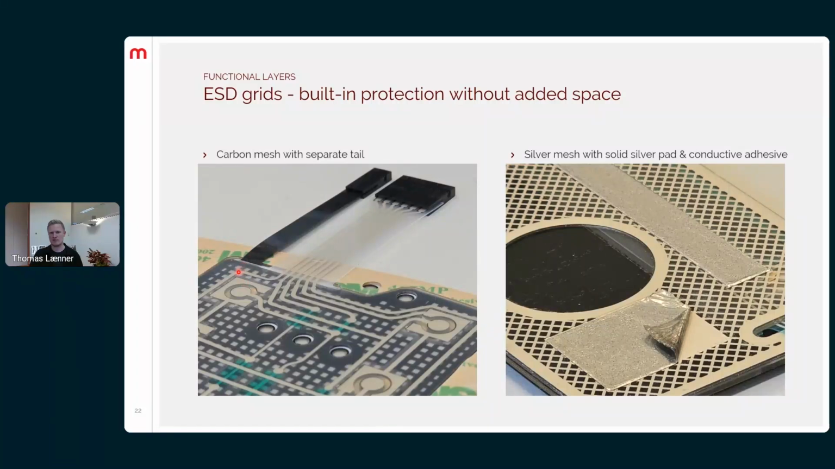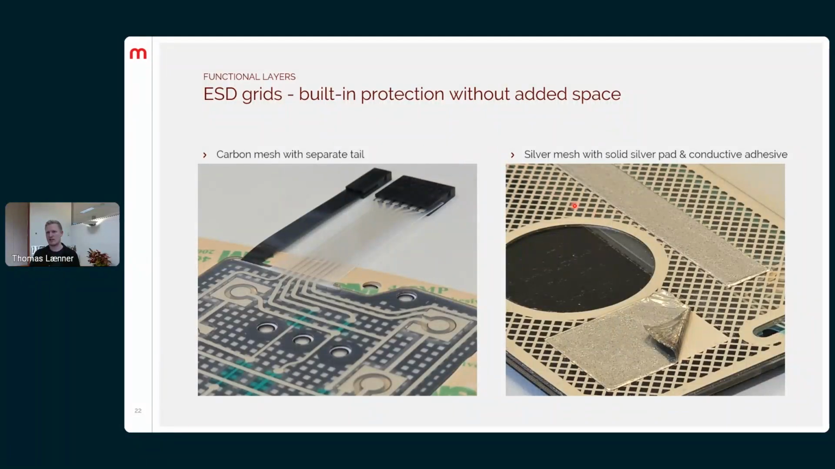And here the grid is actually grounded separately with a tail here. That's because in some cases the grounding components or parts in the customer assembly might be placed away from the top surface, where you most commonly have the ESD issues. So in this case, you can ground it in another position or another place in the assembly at the customer.